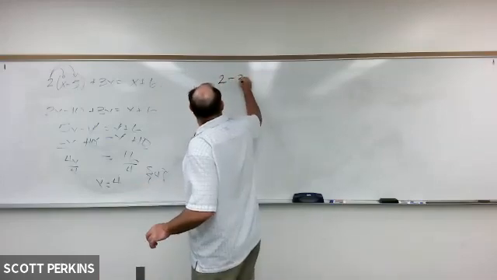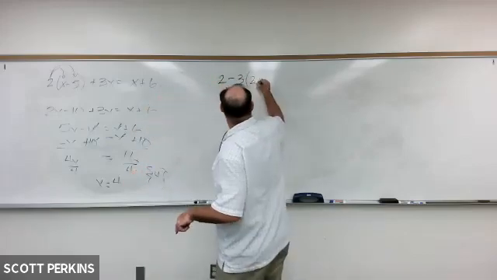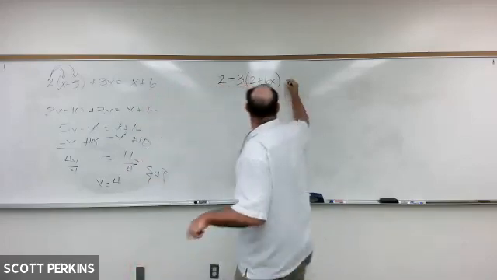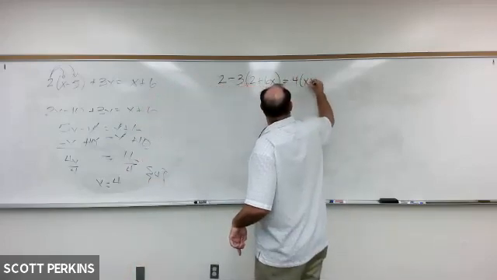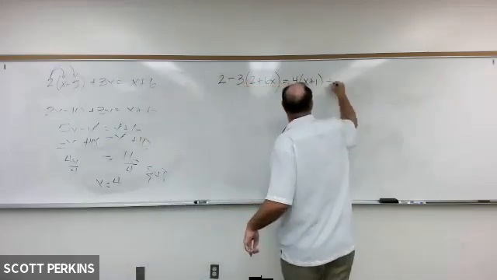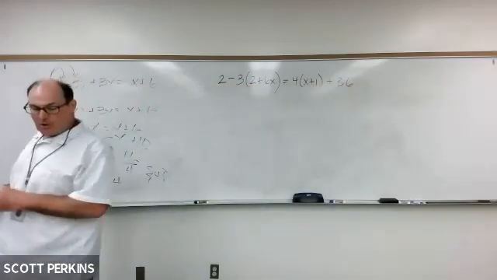So 2 minus 3, and then I've got some parentheses, 2 plus 6x, equals 4 times x plus 1, plus 36. Give you a couple minutes to sort through all that.